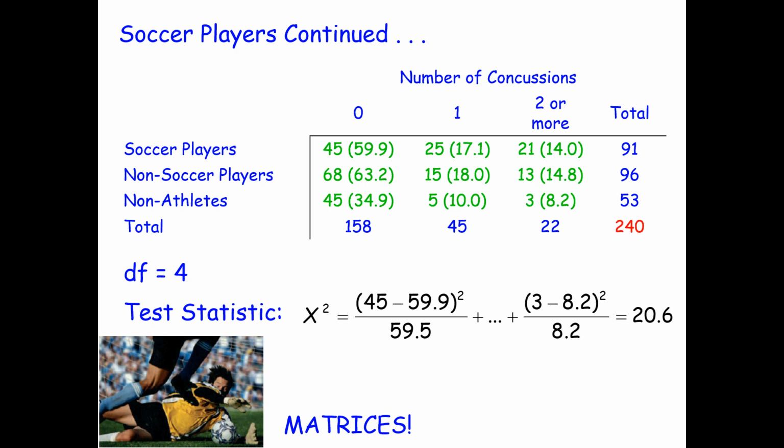So that brings us to matrices. Kind of reminds us of that.